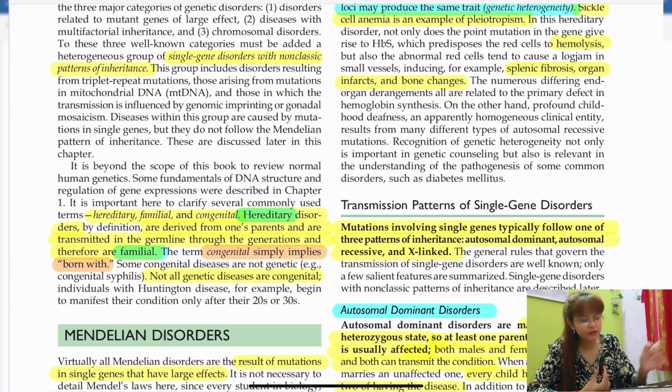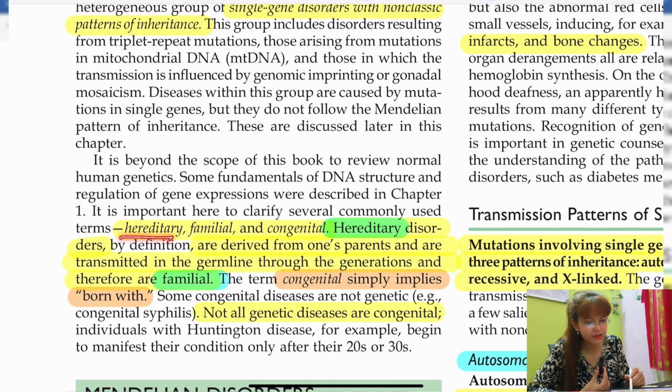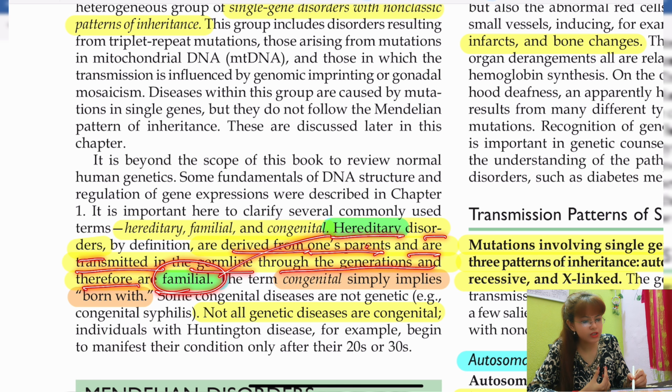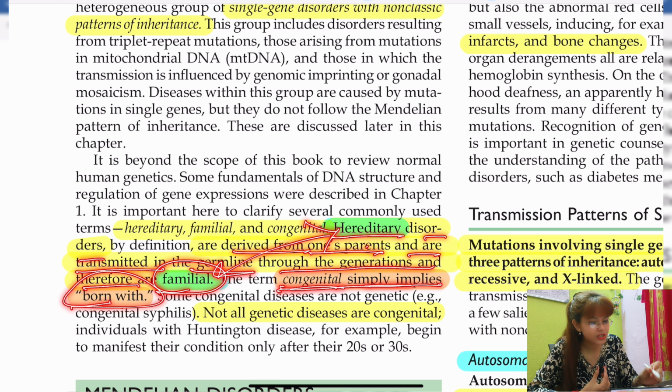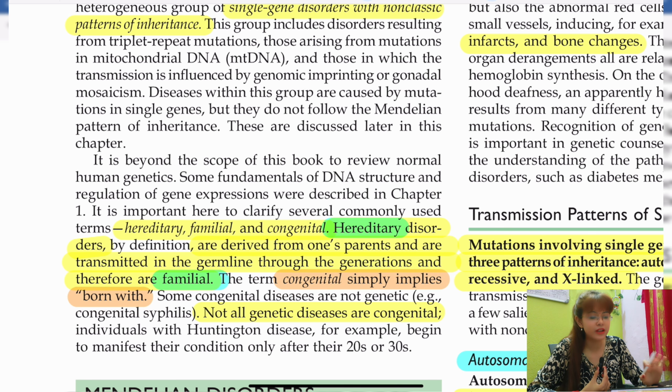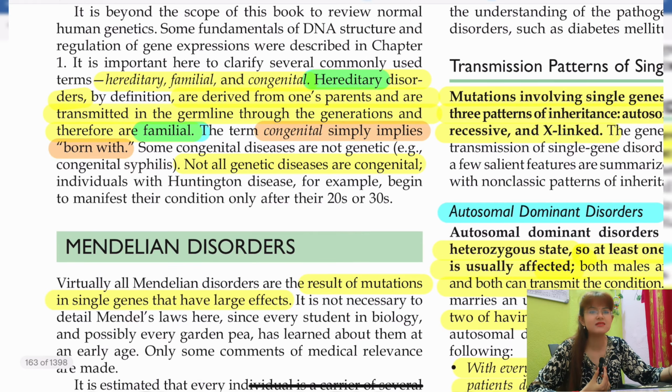another point: you should not get confused with these words: hereditary, familial, and congenital. Hereditary and familial are used with the same meaning in mind. Hereditary disorders are derived from one's parents and are transmitted in the germline through the generations, and therefore are familial. So these two words are interconnected. But congenital just means born with. So congenital has no relation with hereditary. Congenital means that they are just born with it. It may or may not be genetic. Okay, so don't get confused with these words. Congenital doesn't necessarily mean that it will always be genetic.